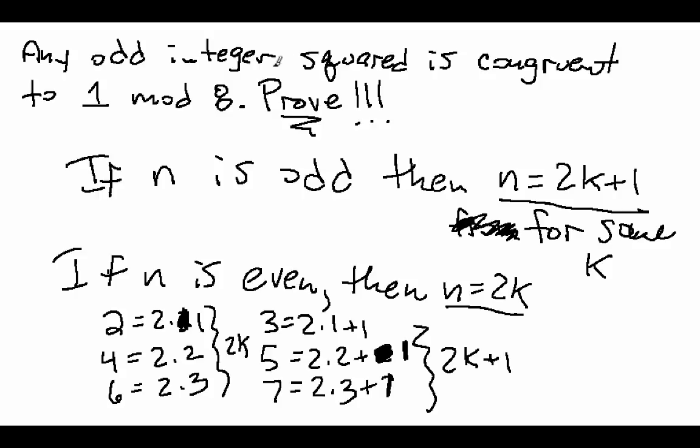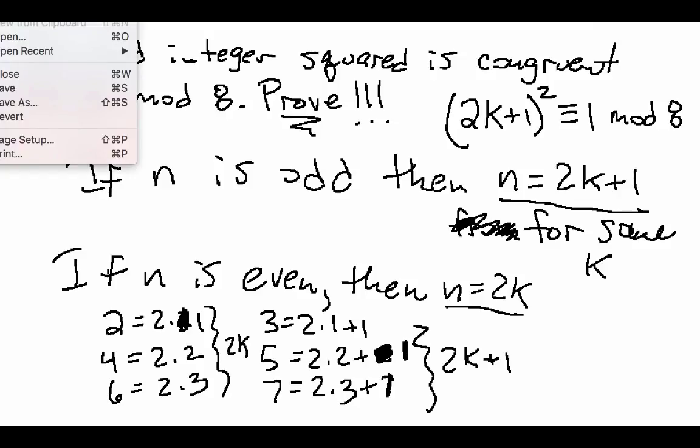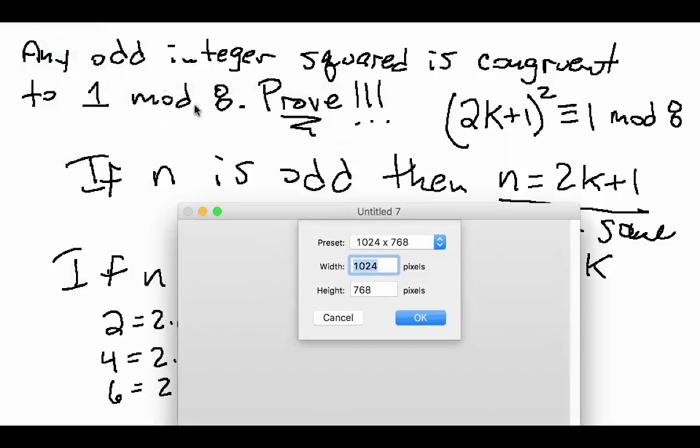So, what this seems to be saying over here, any odd integer squared is congruent to 1 mod 8. So this seems to be saying that 2k plus 1 squared is congruent to 1 mod 8. And we're asked to prove that this is always the case. Well, we're going to try the obvious, and we're going to see that the obvious doesn't quite work for us.